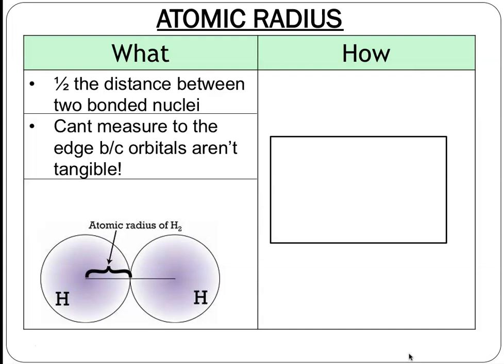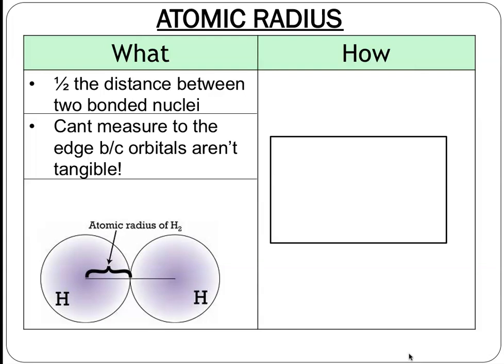All right, our first trend is the atomic radius, to figure out the direction of it, the what, the why, and the how. Very important concepts. So what is the atomic radius? It's just half the distance between two nuclei. Obviously, we can't measure to the edge because orbitals and atoms, they have no edge. It's not tangible. It doesn't exist. So when two atoms are bonded together, like a diatomic hydrogen, we know it's just half the distance from a mathematical standpoint.